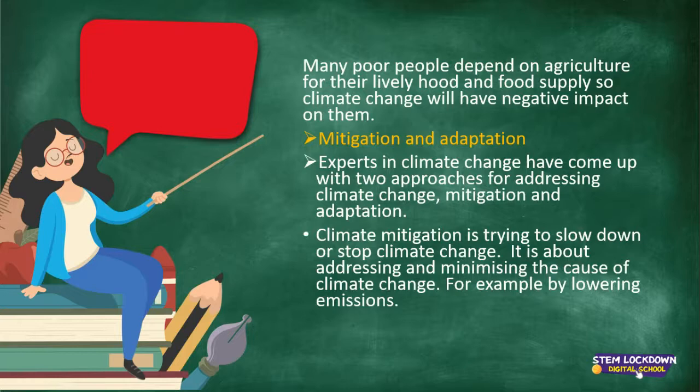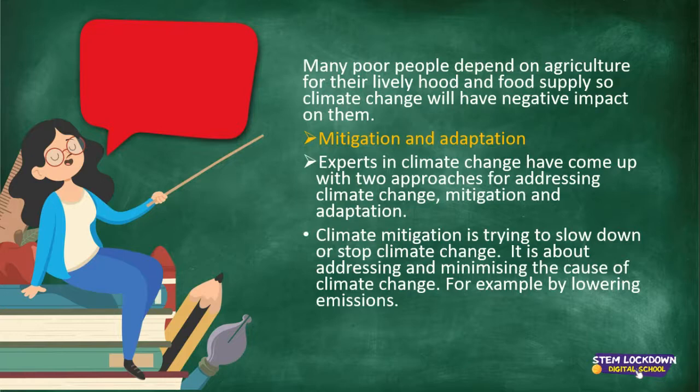So when the weather changes and they can't grow their crops or their crops don't grow well, then that will impact their food. They won't have enough food to eat. So climate change does impact people who are poor and people who rely on agriculture a lot. So, mitigation and adaptation.